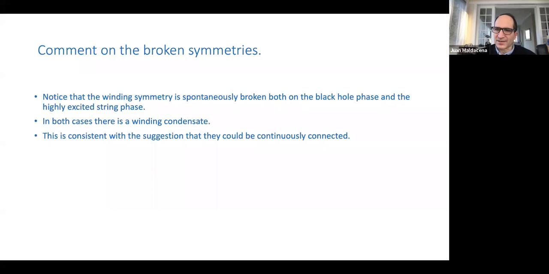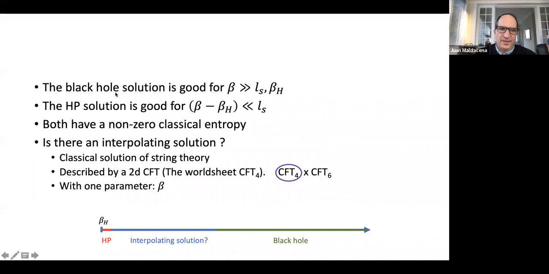So the black hole solution, this horizontal line is the beta. When beta is close to beta_H, we have this Horowitz-Polchinski solution we've been discussing. When beta is very large, we have the black hole solution, and we are asking whether there is an interpolating solution. What do we mean by interpolating solution? That would be a classical solution of string theory, string field theory, and it is simply described by a 2D CFT. So it's a worldsheet CFT with central charge c-hat equal to 4.